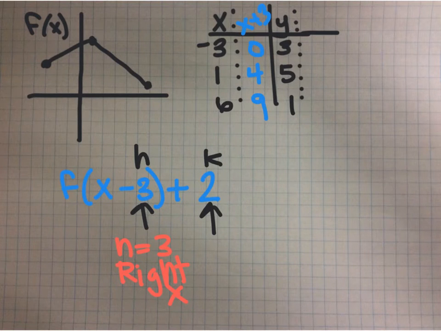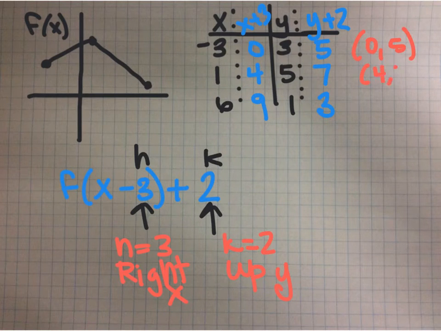All right. The k is 2. That's positive, so that's going to move the graph up. Up and down changes the y, so I'm going to have to change the y parts of my table as well by adding 2 to all my y coordinates. So 3 plus 2 will make 5. 5 plus 2 will make 7. 1 plus 2 will make 3. And so here are my new points to graph: 0, 5, 4, 7, and 9, 3. And I'll have my transformed graph.